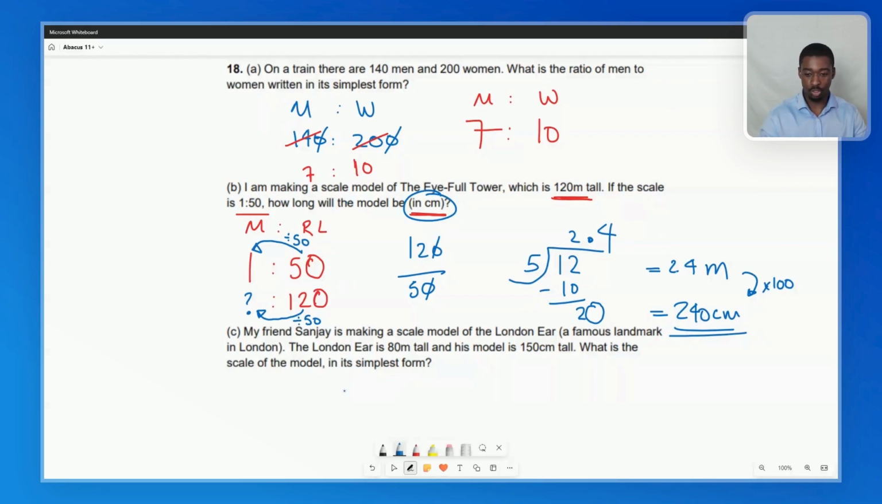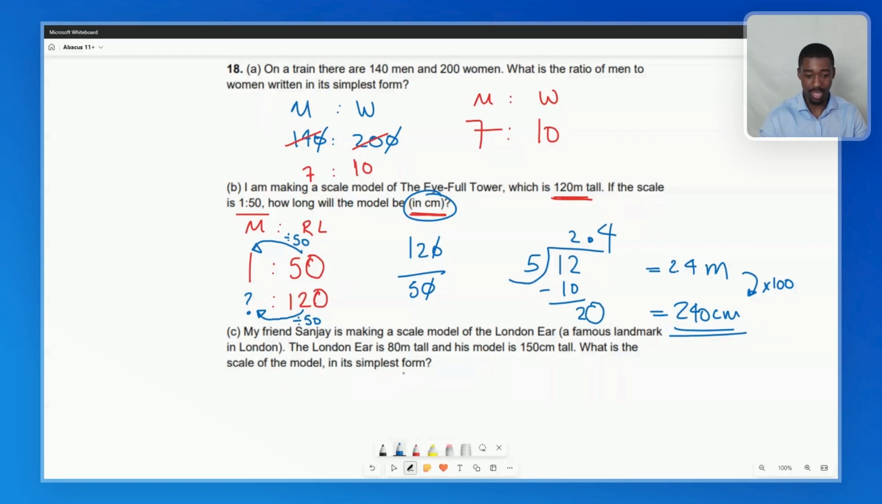And now for part C, we're told my friend Sanjay is making a scale model of the London Eye. I haven't heard of that one before. A famous landmark in London. The London Eye is 80 meters tall and his model is 150 centimeters tall. What is the scale of the model in its simplest form?